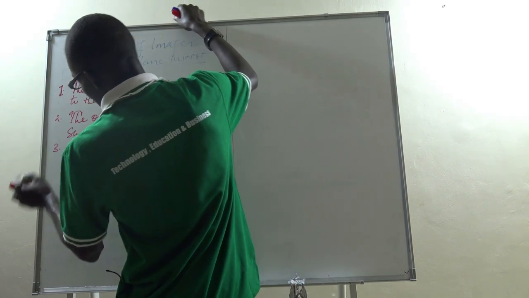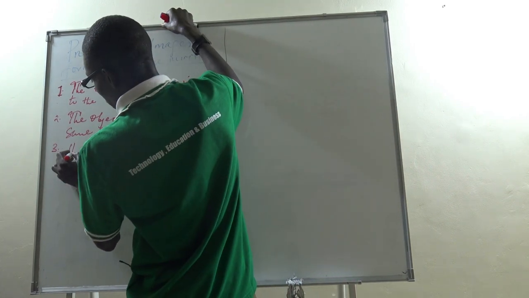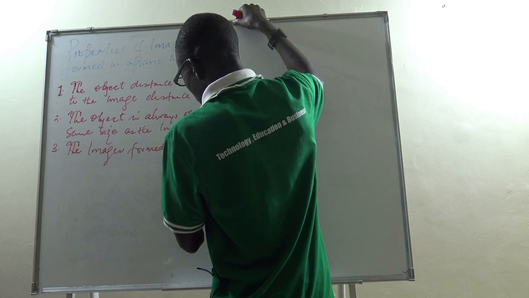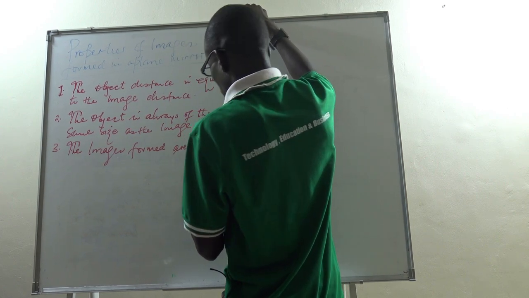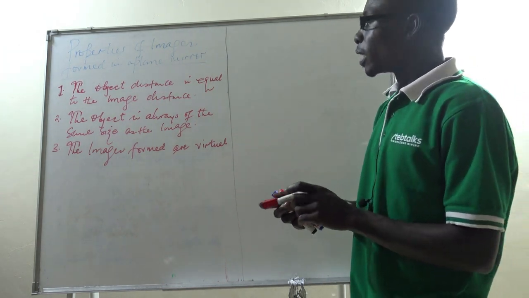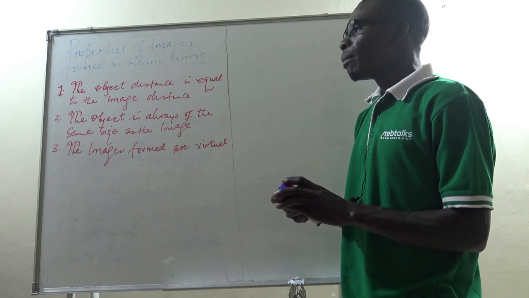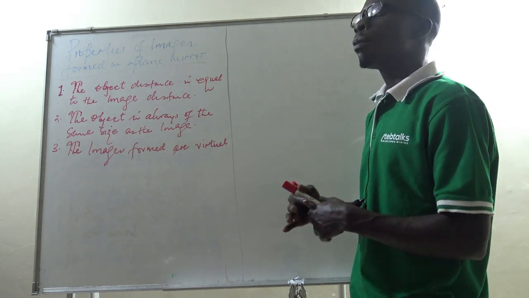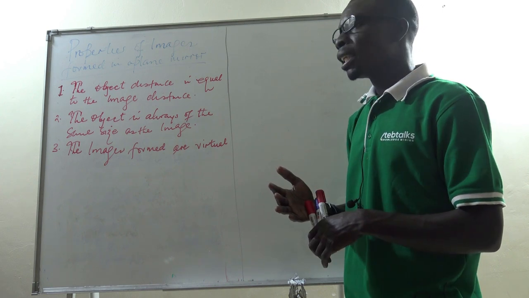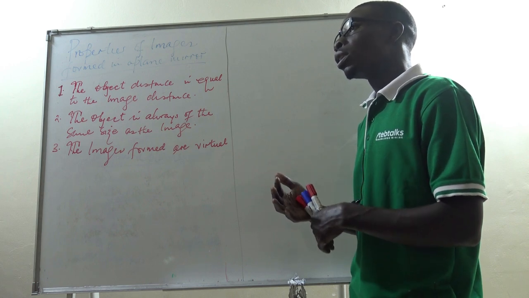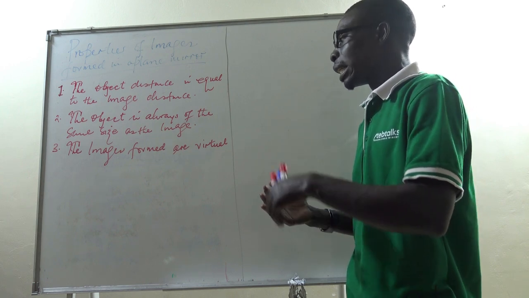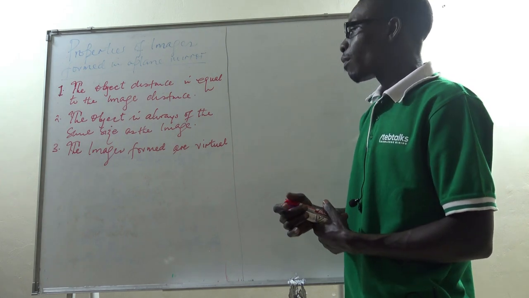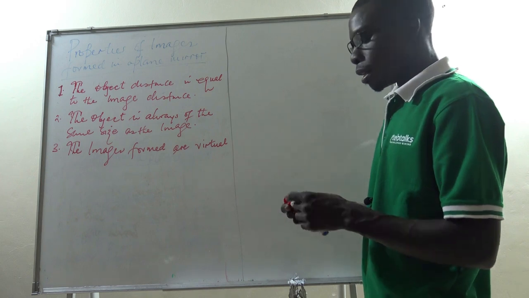So, can we add any other? Another one could be that the images formed are virtual. The images formed are what? The images formed are virtual. Being virtual means that if you stand in the mirror and see yourself behind the mirror, even if you take a screen there, it will never be formed on the screen. Virtual images are images which cannot be formed on a screen because they are formed by apparent intersection of light rays. Is that okay? So they cannot be formed on a screen. Even if you put a screen there, you will never see the image. Therefore, they are virtual for plane mirror.